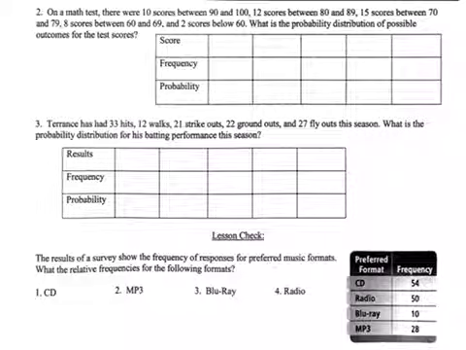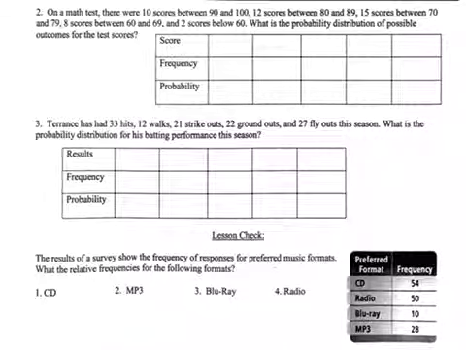On a math test, there were 10 scores between 90 and 100, 12 scores between 80 and 89, 15 between 70 and 79, 8 scores between 60 and 69, 2 scores below 60. What is the probability distribution of the possible outcomes for the test scores? So as we look at this, we're looking at possible scores. So we'll just start here.